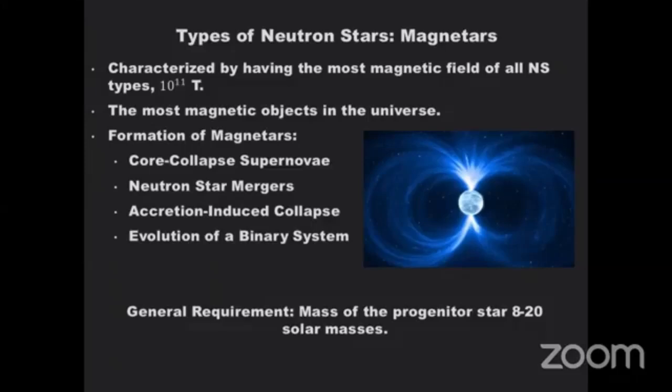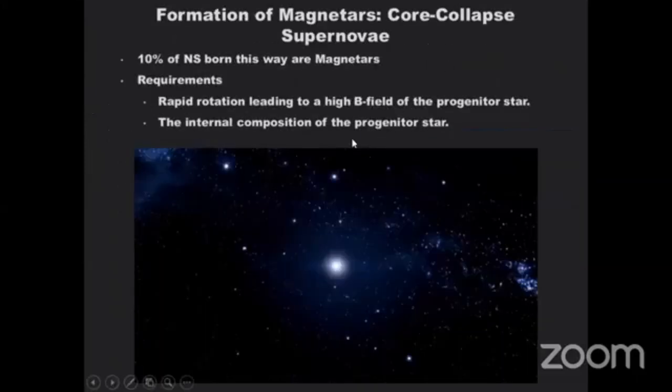They can be formed from core collapse, normal core collapse supernovae, okay? They can also be formed from neutron star mergers. They can form from accretion-induced collapse and the evolution of binary systems. I'm going to explain these one after the other. But in general, for a neutron star to be formed, the mass of the progenitor star has to be between 8 to 20 solar masses. I want you to bear that at the back of your mind. So this is the core collapse supernovae.